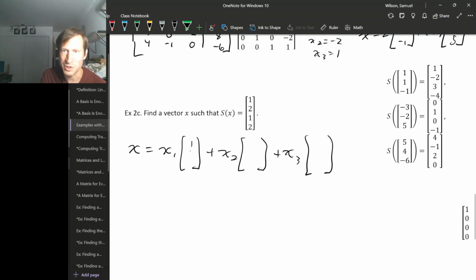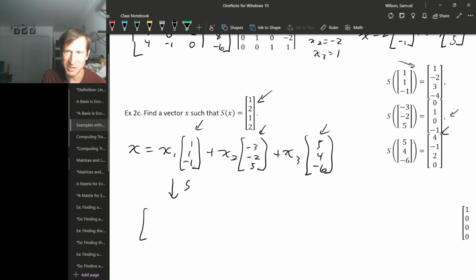These basis vectors are 1, 1, minus 1, minus 3, minus 2, 5, 5, 4, minus 6. So I'm going to skip ahead a little bit because this is essentially, for now anyway, very similar to the previous example. The only difference is that the vector we're looking for is different. Now we hit both sides with S. We rewrite, when S hits each of these vectors, we use the known output vectors and rewrite the resulting system, and we get 1, minus 2, 3, minus 4.